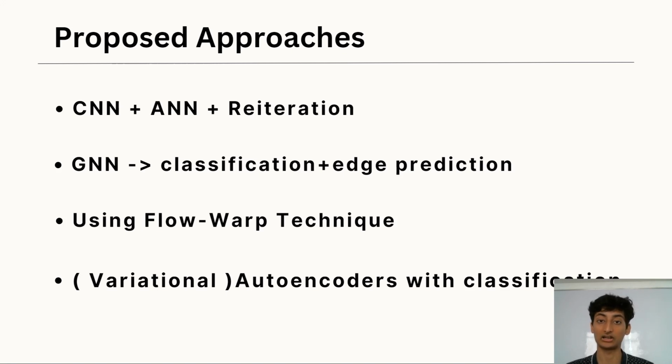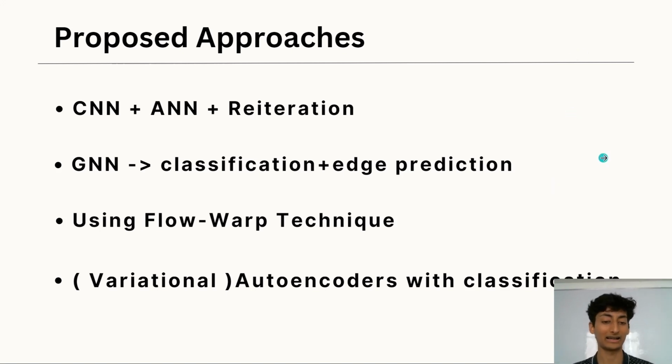The first is CNN ANN plus reiteration, which I have spoiled you a little bit on. The second is GNN, graph neural networks, which is classification and edge prediction on top of that. Third is a technique that gave us our best result, which was using the flow warp technique, inspired by the Lai et al. paper that I showed you in the architecture that I showed you.